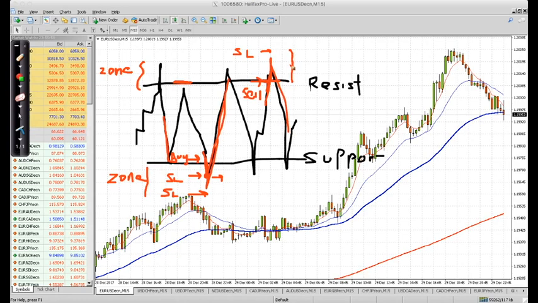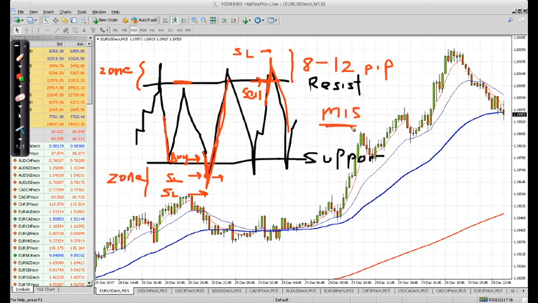All right, now you may say, okay, how much is that zone? How much buffer do I give? In general, I would say between 8 to 12 pips. Okay, 8 to 12 pips. If you're trading the 15-minute candle charts, which is the time frame which I normally trade.